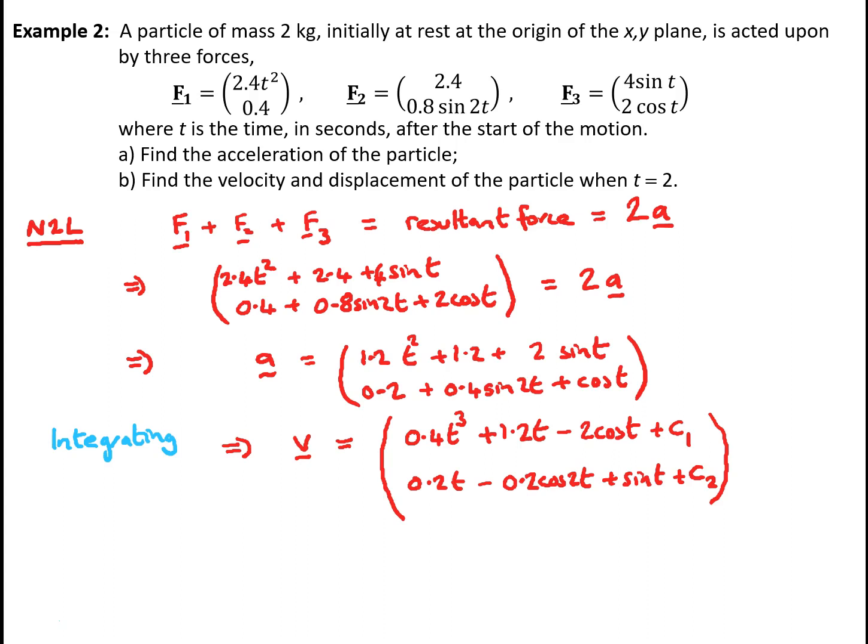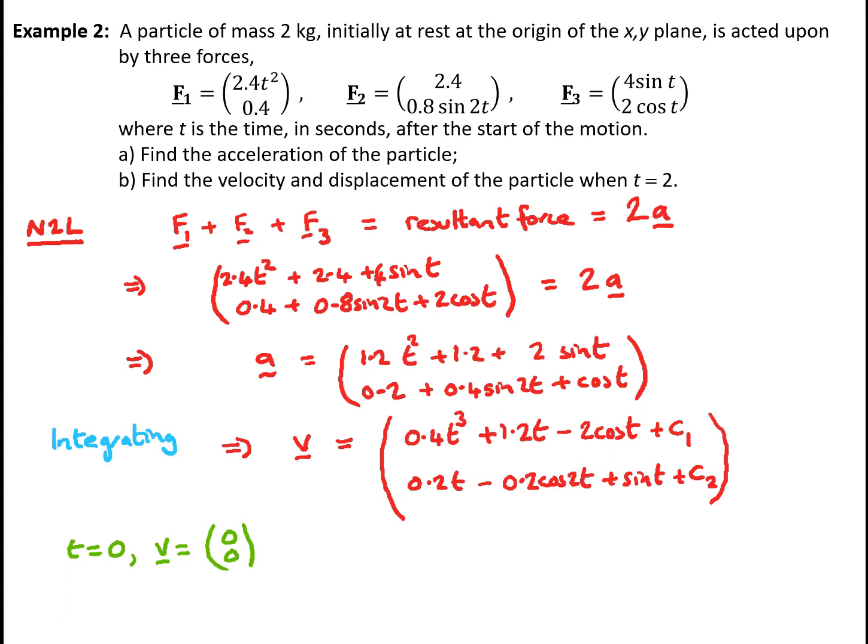Now we know that when t equals 0, the particle is at rest. So at t equals 0, the velocity is the vector 0, 0, whereas our rule for the velocity is telling us that the velocity is 0.4t cubed plus 1.2t minus 2 cos t plus c1 in the x direction, and 0.2t minus 0.2 cos 2t plus sine t plus c2 in the y direction.